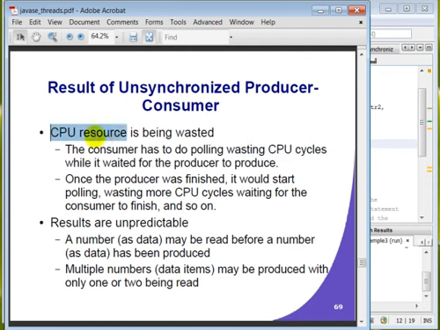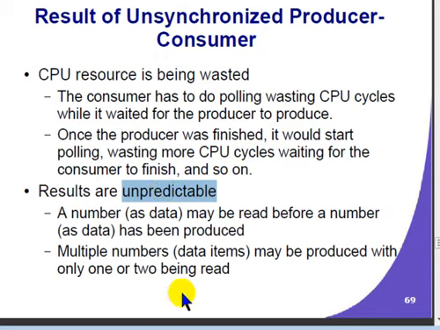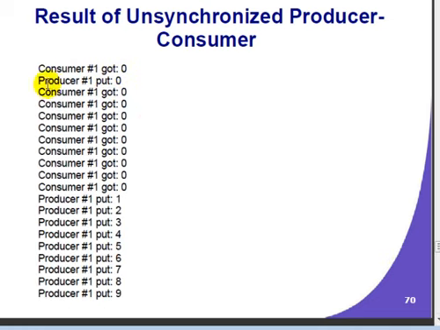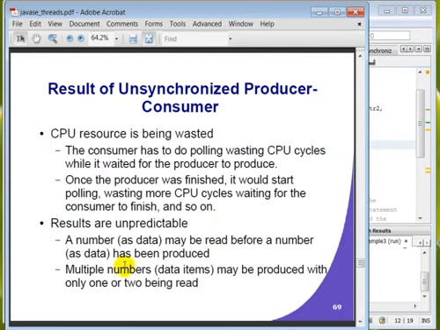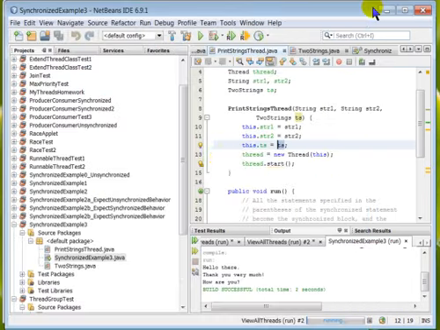So that is actually the first problem. CPU resources are being wasted because both consumer and producer threads are polling to do this job. And results are, of course, unpredictable. A number may be read before a number has been produced. There may also be the case of multiple numbers being produced, but in this case that probably doesn't apply because we have only one integer. Okay, so let's run the unsynchronized case.